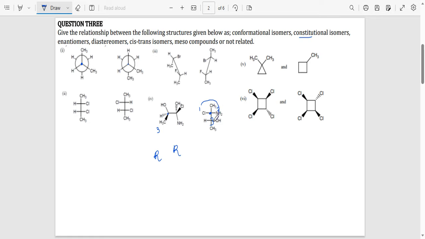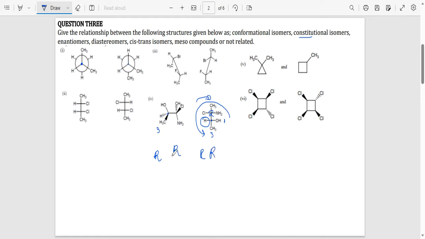So you can see we are going in this direction. What configuration is this? Already the fourth group is in the back, so this is R configuration. Let's look at the other carbon. For the other carbon here, OH will receive position number 1. This bigger group will receive position number 2. Methyl will receive position number 3. So this was supposed to be going in this direction, which is the S configuration, but the fourth group is in front. So we're going to reverse the configuration. So the configuration is going to be R.